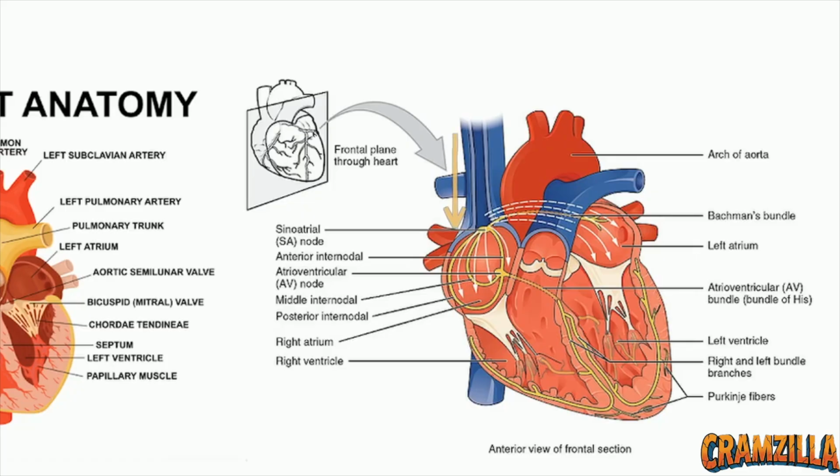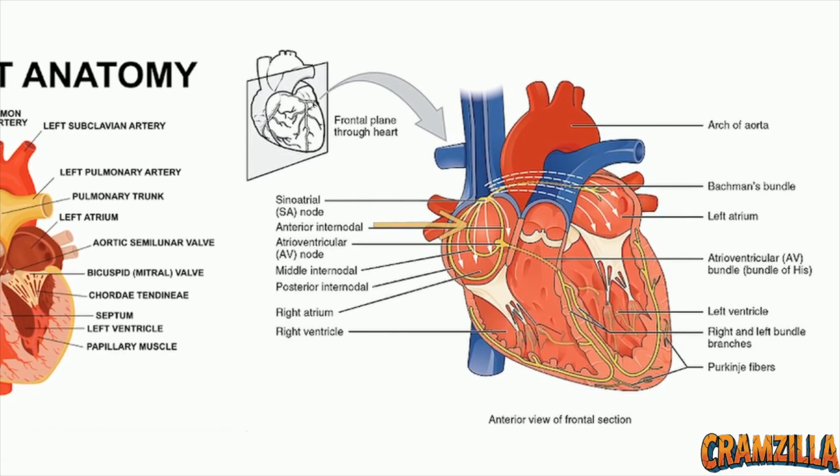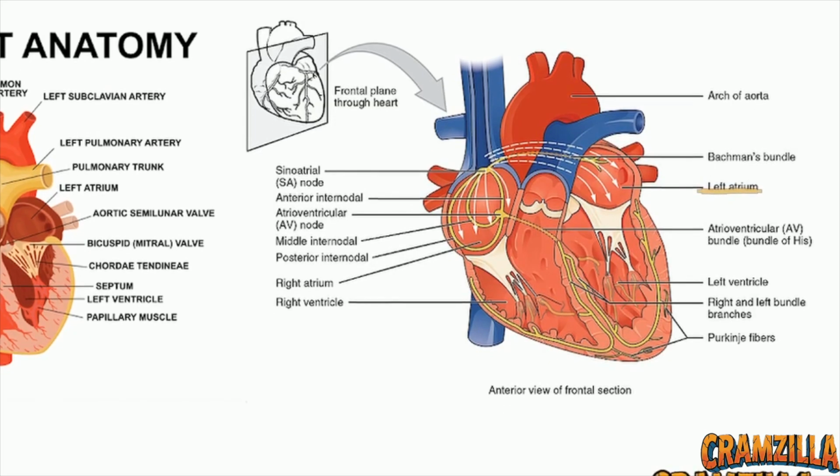This structural diagram maps the exact routing of that signal. The impulse propagates across the upper tissue via Bachmann's bundle to the left atrium, and down through the internodal tracts toward the center. As this electrical wave sweeps across the atrial tissue, it triggers their simultaneous contraction. On an ECG, this initial burst of electricity is recorded as the P wave.